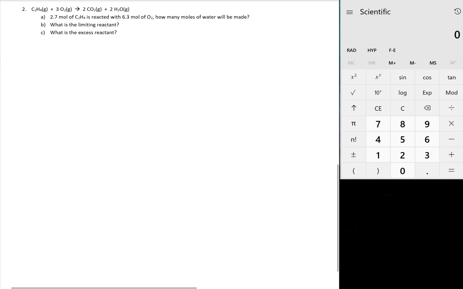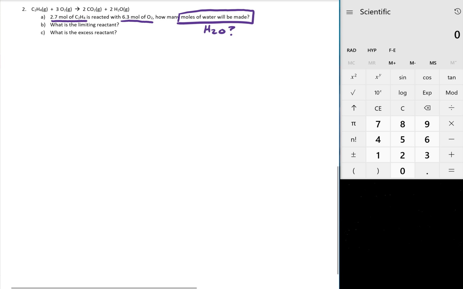Okay, here we're reacting C2H4 with oxygen to produce CO2 and H2O. We're combining 2.7 moles of C2H4 and 6.3 moles of O2, and they would like for us to predict how many moles of water are made.